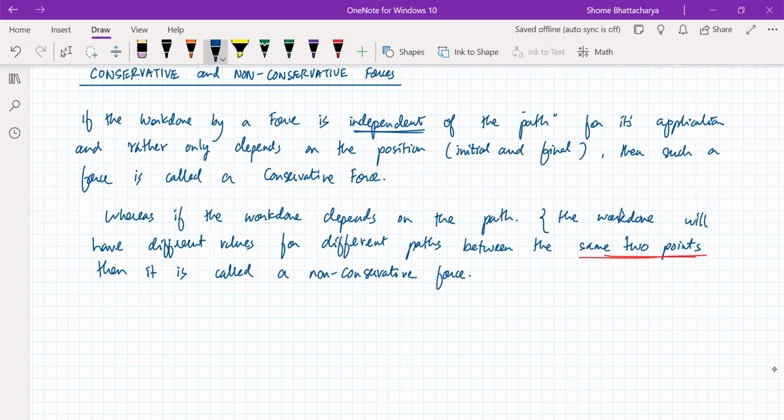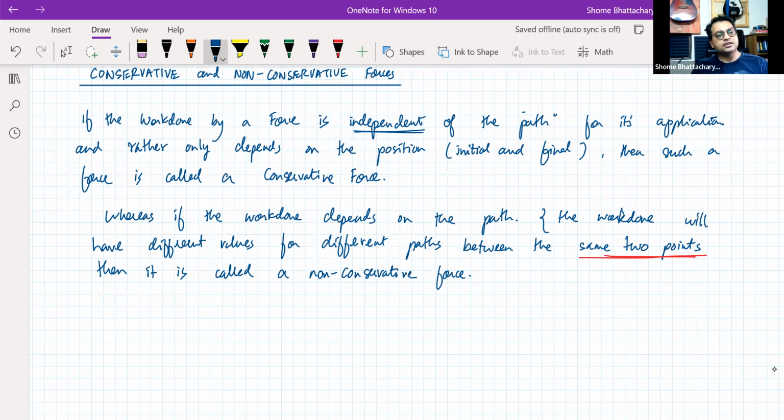Sir, could you please explain both these forces once again? Yeah, write down the definition first, then with examples we'll understand in more detail. Okay, sir.